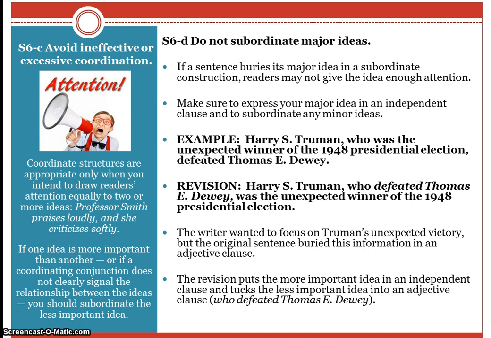Truman, who was the unexpected winner of the 1948 presidential election, defeated Thomas E. Dewey. Revision. Harry S. Truman, who defeated Thomas E. Dewey, was the unexpected winner of the 1948 presidential election. The writer wanted to focus on Truman's unexpected victory, but the original sentence buried this information in an objective clause. The revision puts the more important idea in an independent clause and tucks the less important idea into an objective clause, who defeated Thomas E.